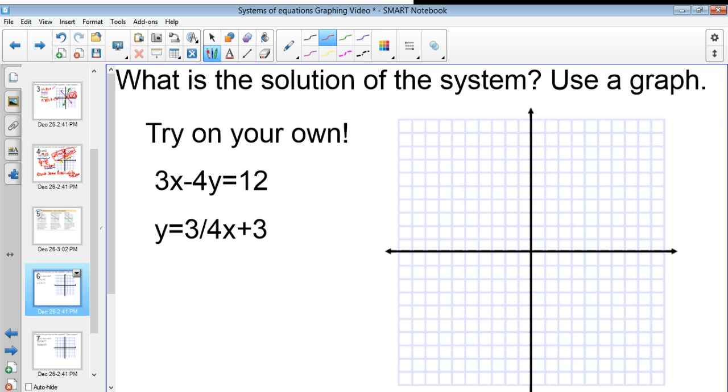So what I would like you to do now is to pause the video and solve this first one for y, and graph both of these lines. Let me see what you see. So pause the video right now, solve, and then graph.